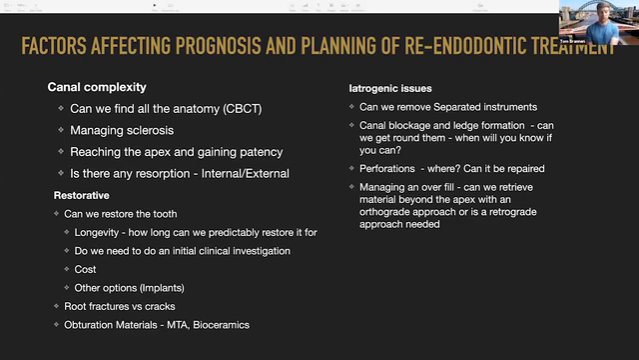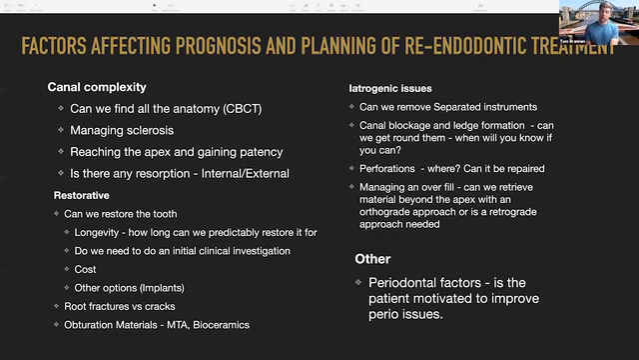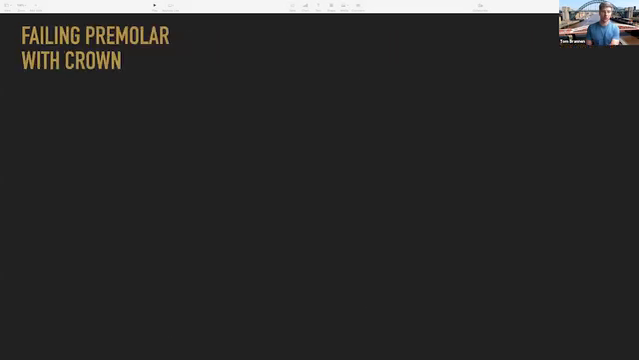I mentioned some of the choices we have with restorative materials we may want to be using. And then the periodontal factors. Is the person motivated to improve those perio issues? If a tooth failed because of a periodontal issue, can we get them motivated to improve that, so we're going to get a good result overall? So I'm going to go through a few cases to go through those points in a step-by-step way, and this is how I approach a case.